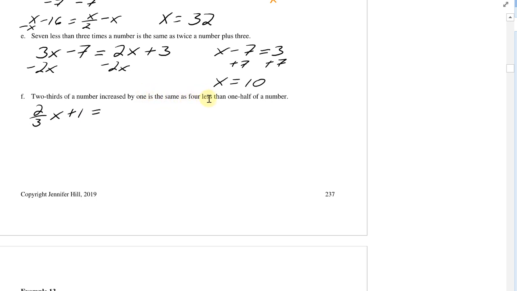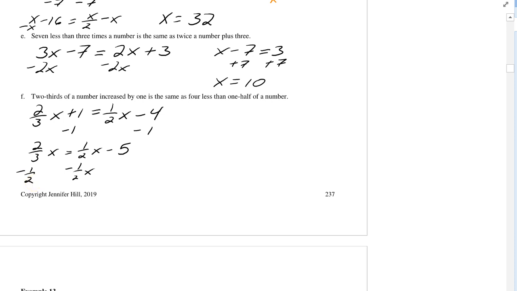Okay? 4 less than 1/2 of a number. So let's start with the 1/2 of a number. That will be 1/2 x, and then minus 4. Okay, so as it stands, we're going to have to do a little bit of work with fractions now. I know that always makes everybody so happy. So let's start by subtracting off the 1. So I get 2/3 x equals 1/2 x minus 5. And now I need to subtract off my 1/2 x.